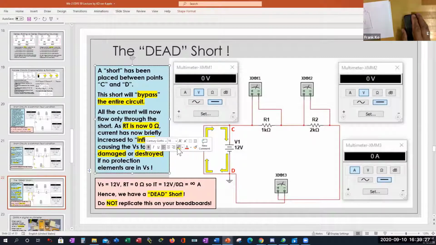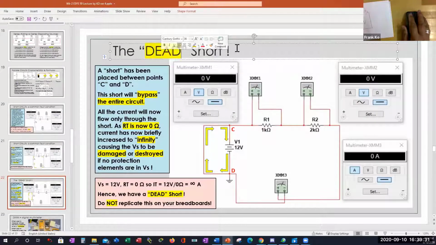And that's what would happen in what we call a very special kind of short. What do we call this short? This is called a dead short. Why is it called the dead short? Because that voltage source will be dead within moments of us doing this. So we'll never do this in real life. This only happens in accidents, okay?